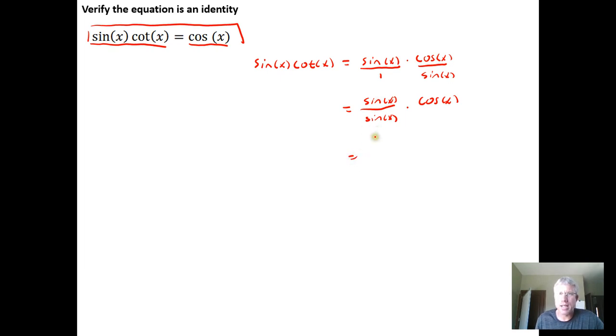And clearly sine x over sine x is 1, as long as the sine isn't 0. And we get 1 times the cosine of x. And 1 times the cosine of x is just cosine of x. So what I wind up with is a verification of the identity that I was given. I have demonstrated that the left-hand side can be manipulated to produce the right-hand side of the identity.